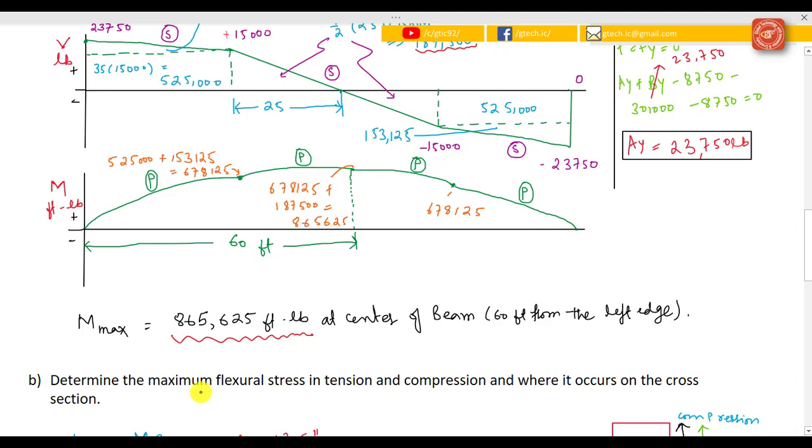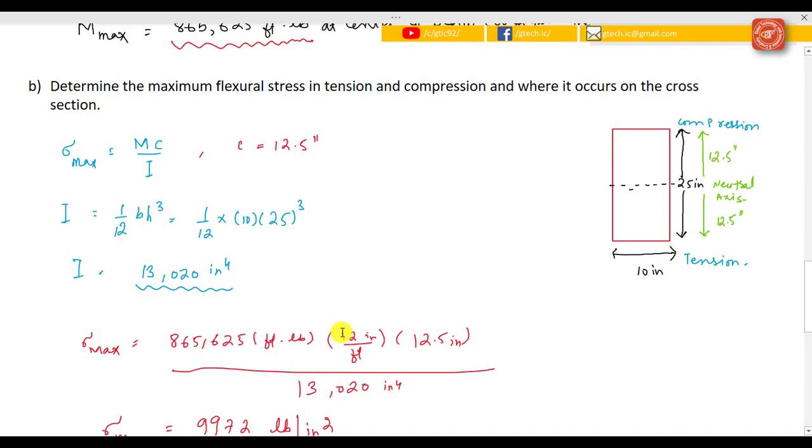In the second part of the video, we determine the maximum flexural stress, both in tension and compression, and where it occurs on the cross section. We know that our rectangle width is 10 inches and its height is 25 inches. So this is the neutral axis. This point to this point length is 12.5 inches, and the same 12.5 inches for the lower side. This side of the beam would be in compression and this side of the beam would be in tension.